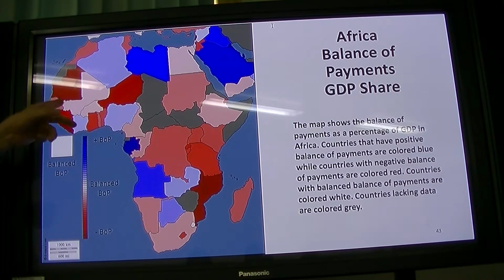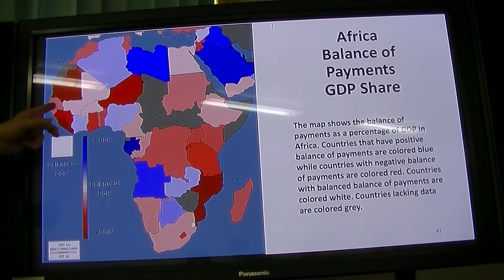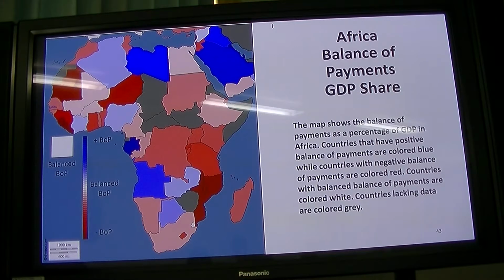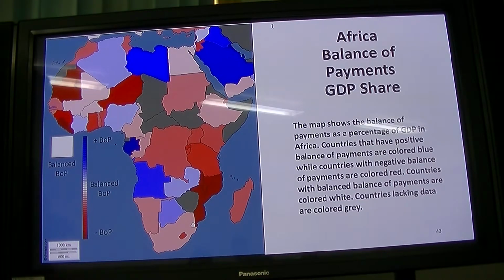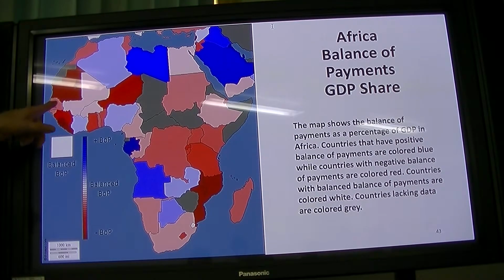Senegal is actually very, this country right here, Senegal, is very attractive. It's growing a lot. It's getting a lot of investment. There's a lot of good things happening in that country. So that negative is probably a positive.